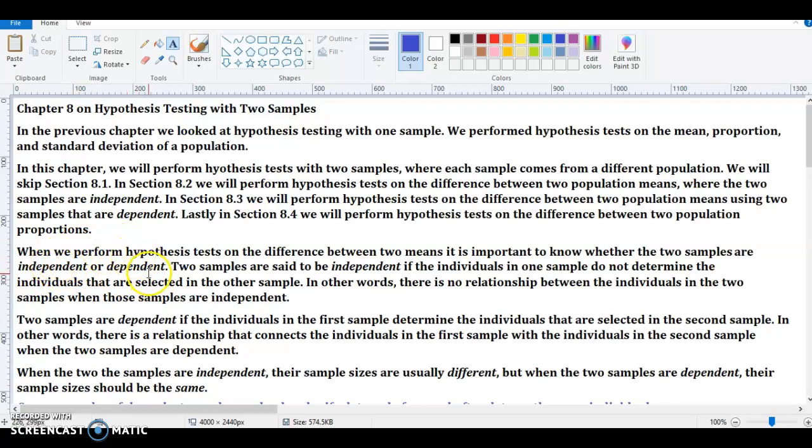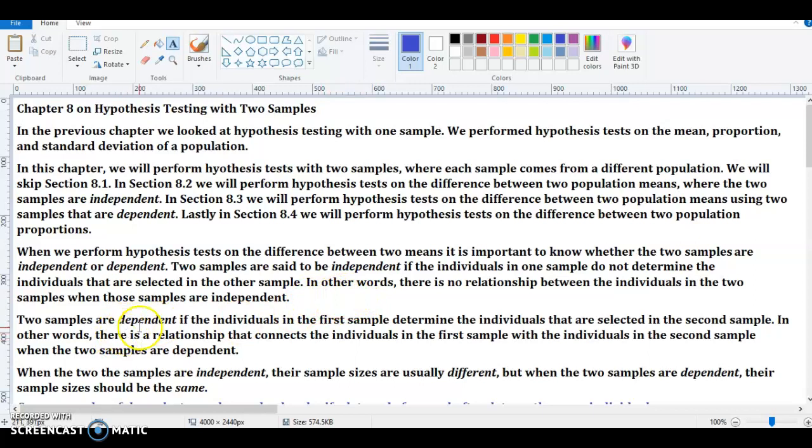Independent and dependent are keywords from your book, in section 9.1. The two samples are said to be independent if the individuals in one sample do not determine the individuals that are selected in the other sample. In other words, there is no relationship between the individuals in the two samples when those samples are independent. I've just given you a definition of what it means for two samples to be independent, and you can check the definition I have here with the definition given in the book. It captures the main points of the definition in the book.